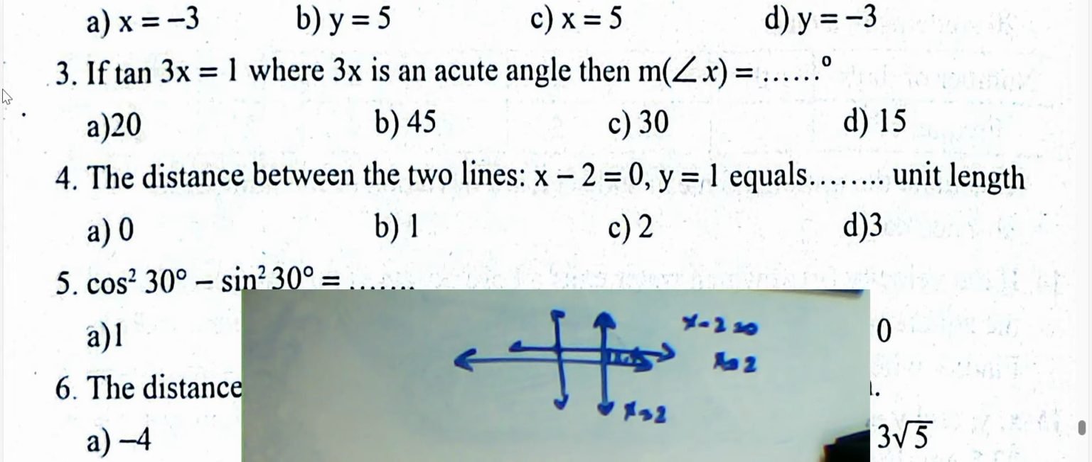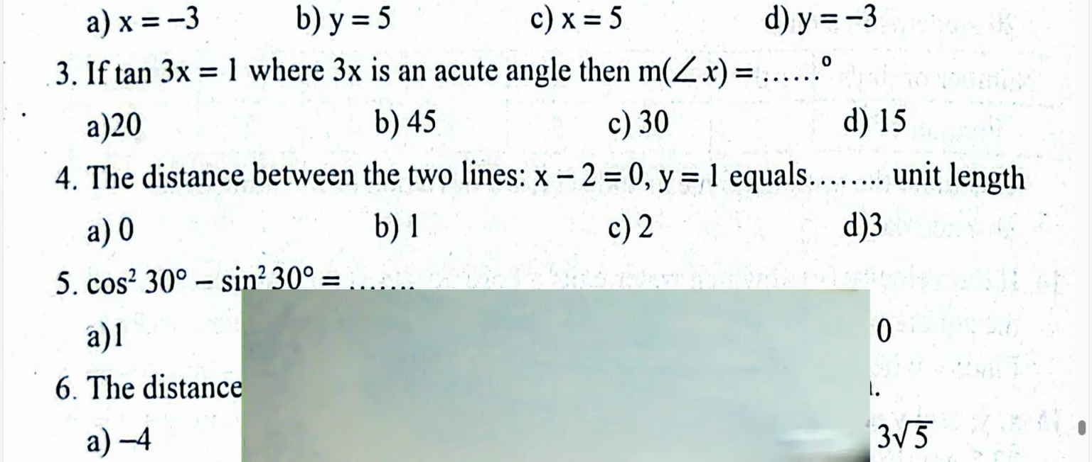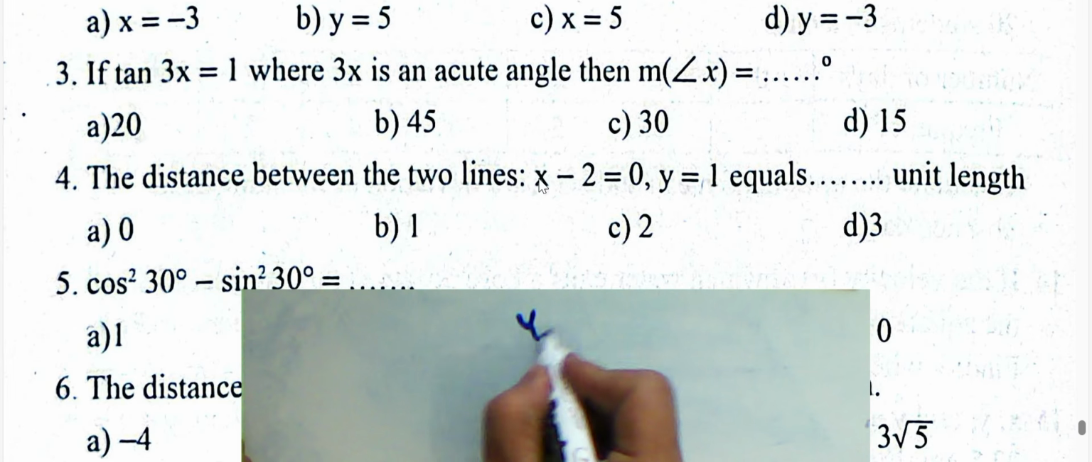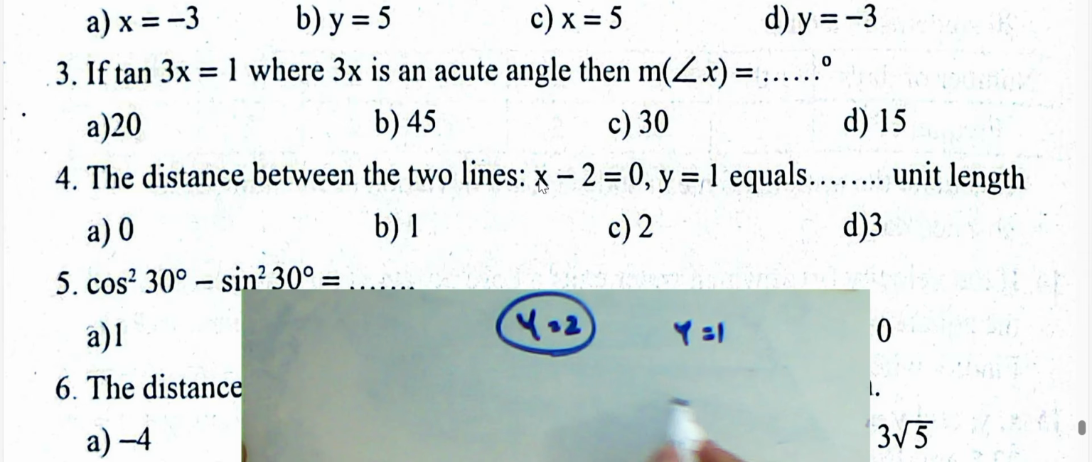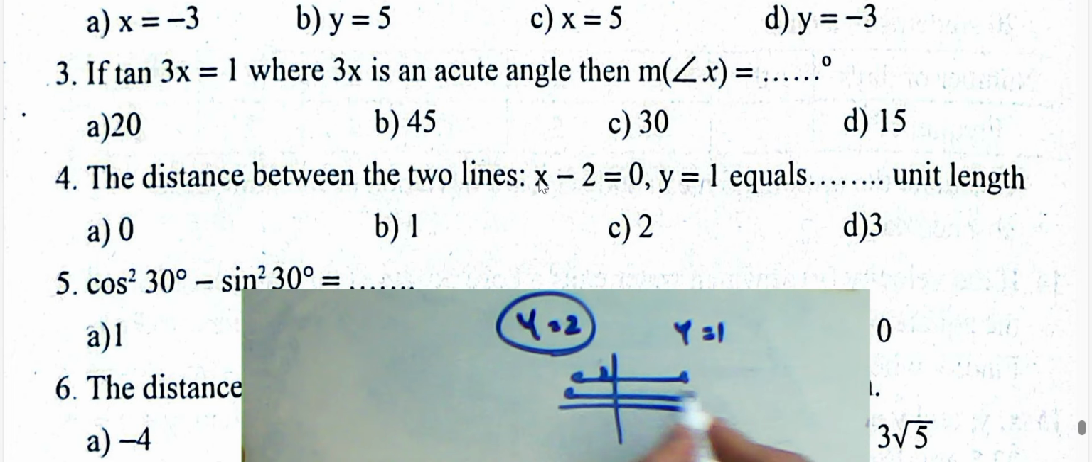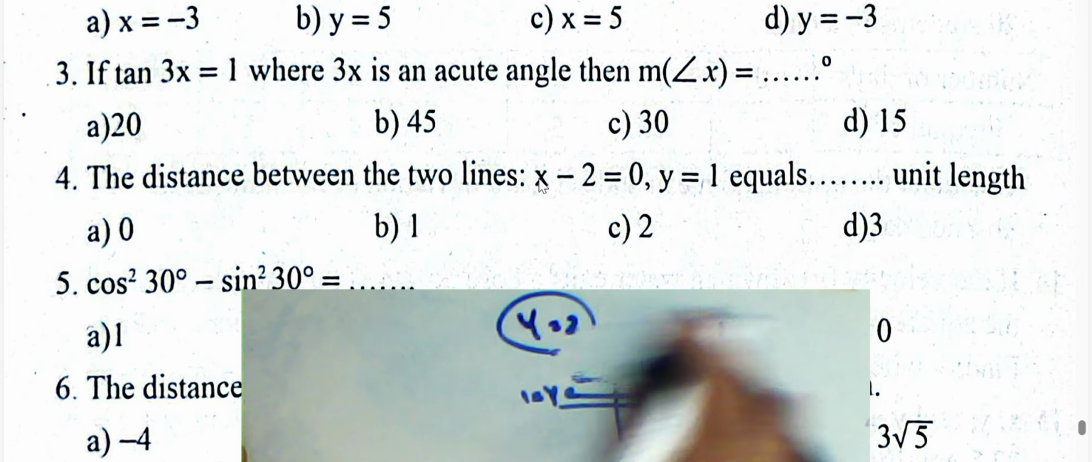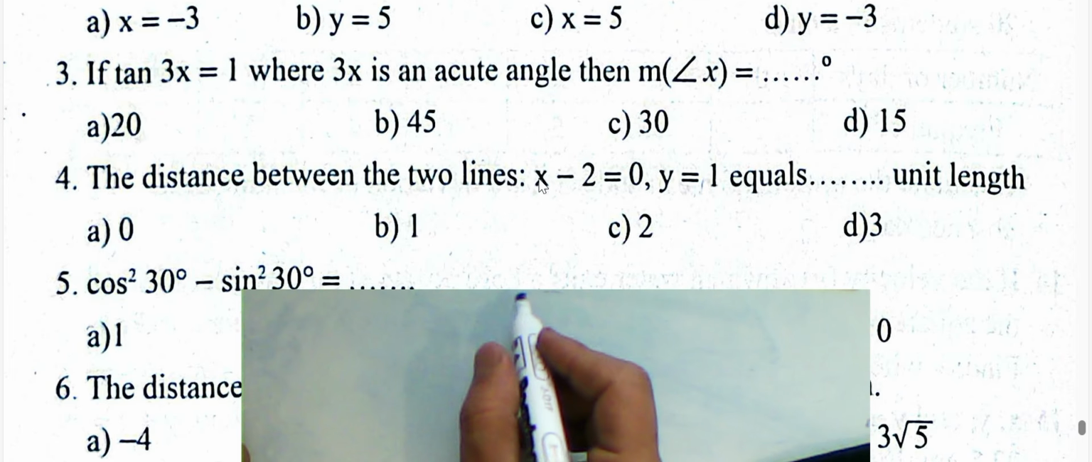Okay, listen to me about the question. My students, we have wrong equations here. You must change x here to y. We want to find the distance between y minus 2 equals 0, then the equation y equals 2, and here y equals 1. The line y equals 2 cuts the y-axis at (0, 2), and here y equals 1. The distance between them is 1 unit.